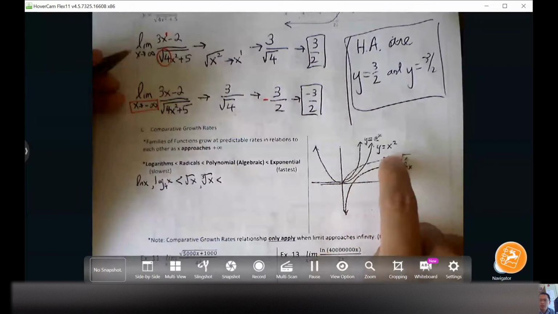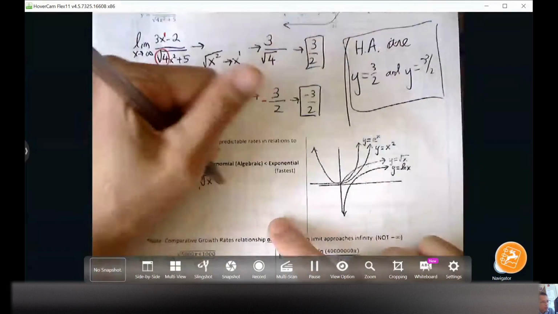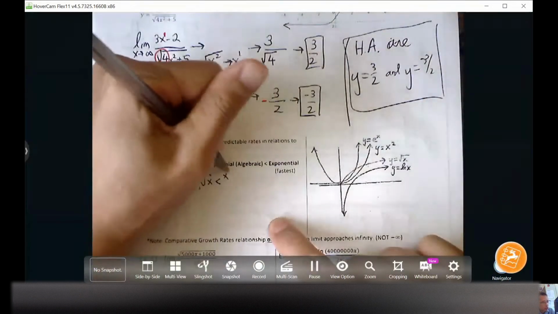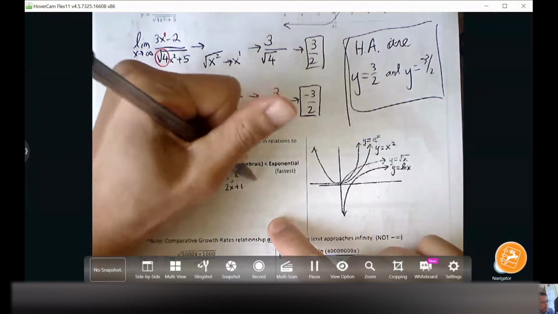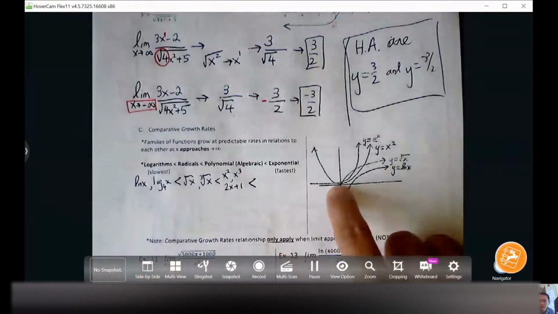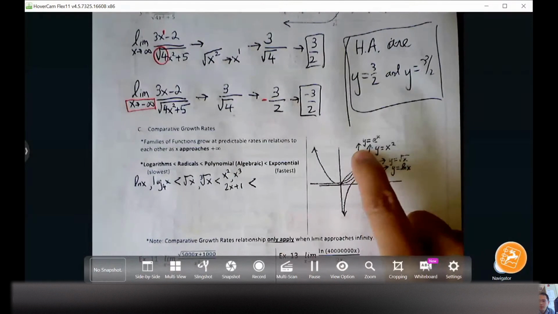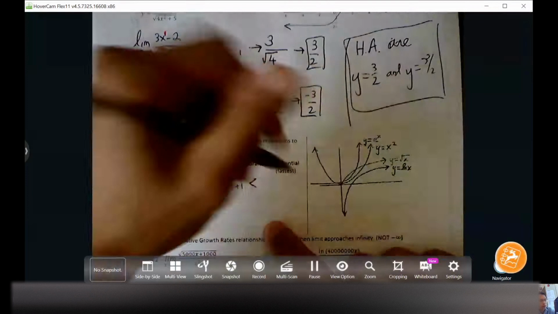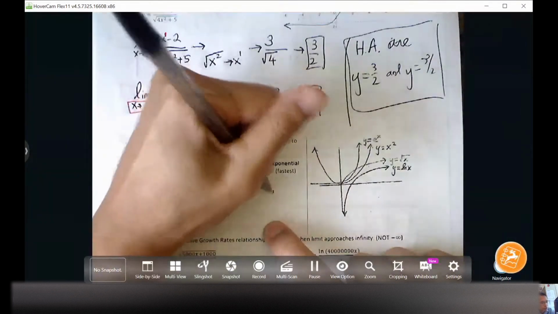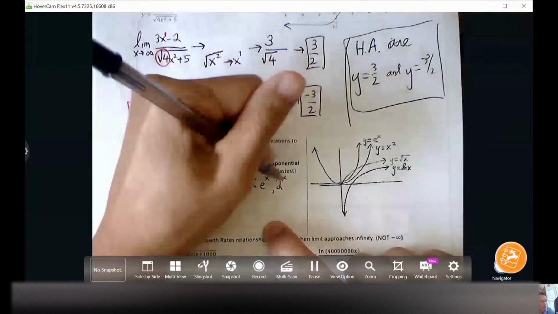And then next is x squared. That's the parabola. Any polynomial. And then finally, the functions that grow at the fastest rate are the exponential functions. So it could be e to the x, 2 to the x, 3 to the x.